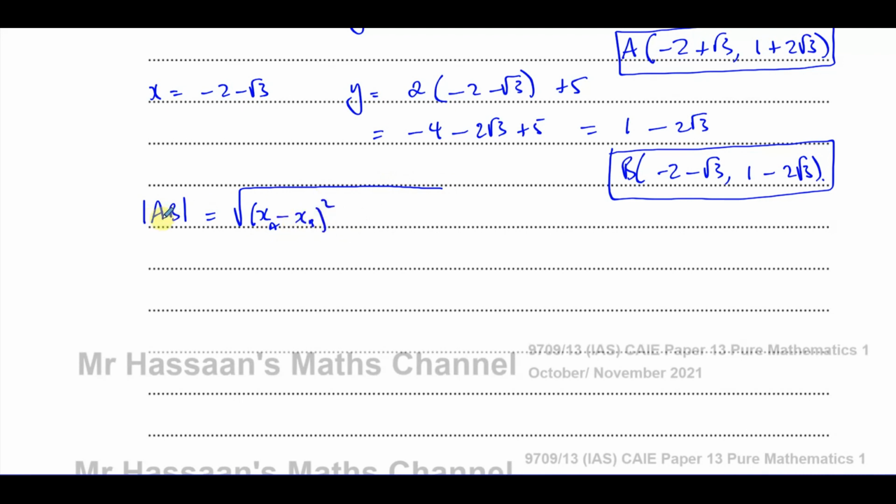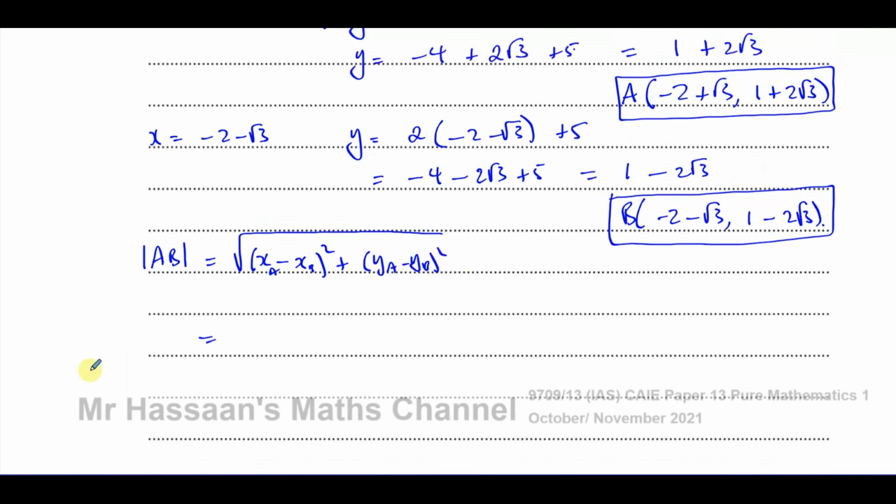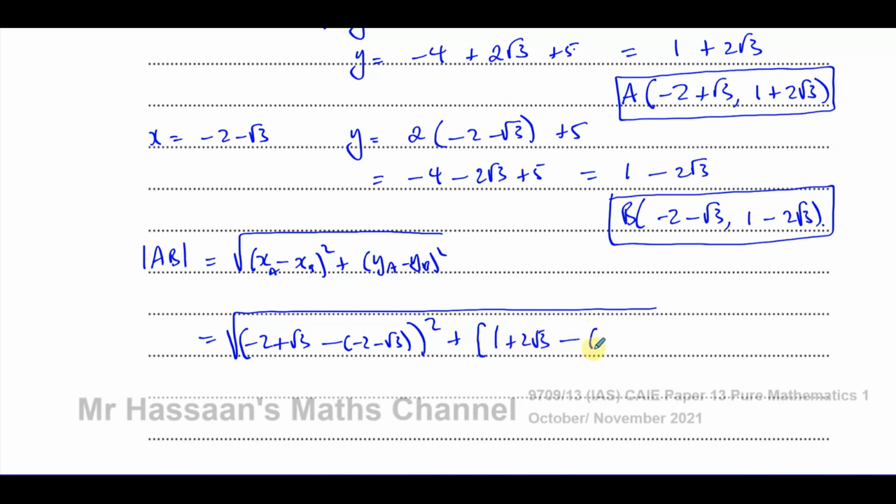The formula is that the magnitude of the line between A and B is the square root of (xa minus xb) squared plus (ya minus yb) squared. We've got to be careful because of all these square roots and the minus signs. So let's just do this carefully. You have to be very careful in this question not to make silly mistakes. So you have xa minus xb: minus 2 plus root 3, minus, minus 2 minus root 3, and all of that has to be squared, plus 1 plus 2 root 3, that's ya, minus, I'll put this in brackets, 1 minus 2 root 3, and all of that has to be squared.